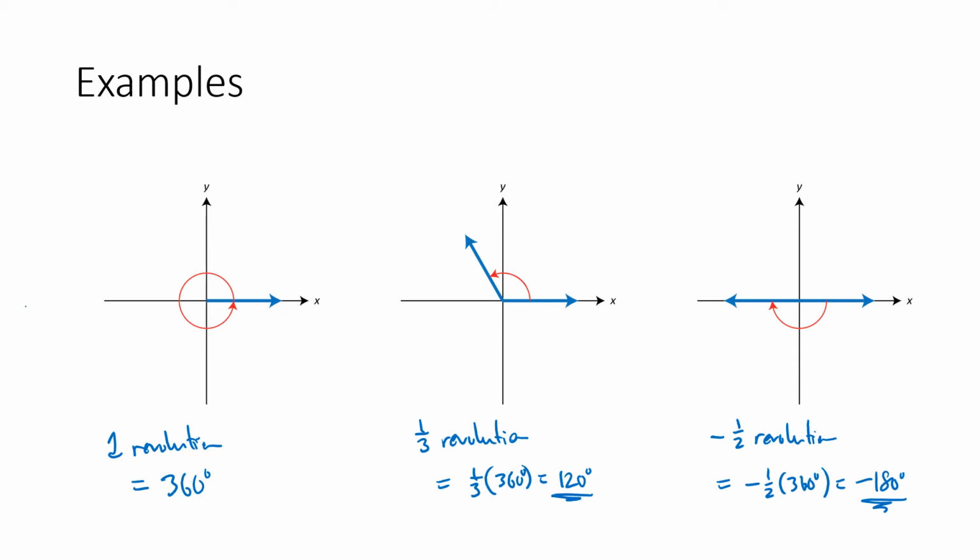So going from revolutions to degrees is just as easy as multiplying the number of revolutions by 360. If you want to go backwards, from degrees to revolutions, you would just have to divide by 360. You would do the opposite operation, and that would get you back to revolutions. So it's pretty easy to go back and forth between revolutions and degrees.